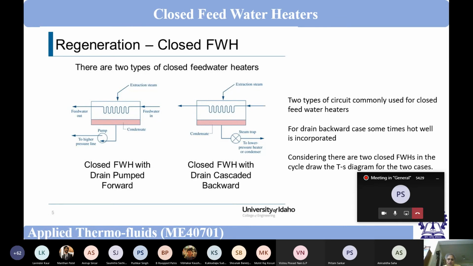So considering these two feed water heaters, kindly draw the TS diagram for these two cases. How will the TS diagram look for these two cases? This is a good exercise. Please do it.